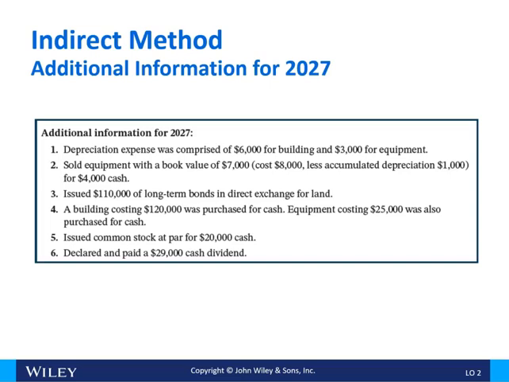We issued $110,000 of long-term bonds in direct exchange for land. A building costing $120,000 was purchased for cash. Equipment costing $25,000 was also purchased for cash. We issued common stock at par for $2,000 cash, and we declared and paid a $29,000 cash dividend.